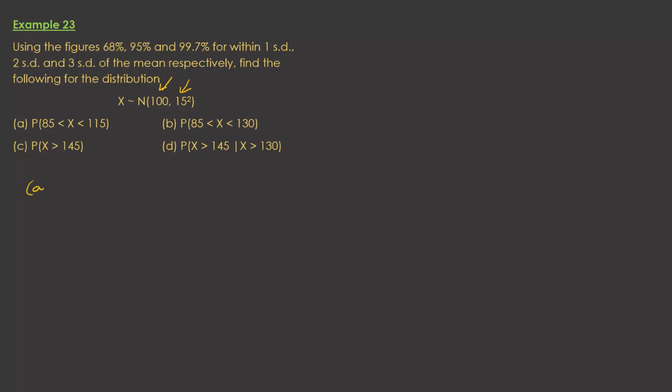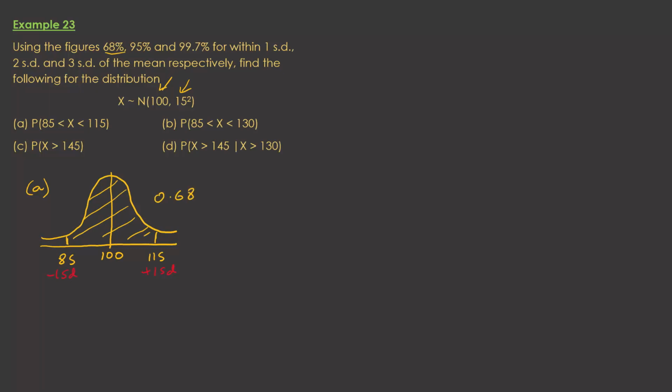So if we start with part A, and this is 100, and if we go here, that's 85, and here is 115, then we can see that that's minus 1 standard deviation, this is plus 1 standard deviation. Within 1 standard deviation, we know that's 68%, so the probability is 0.68.